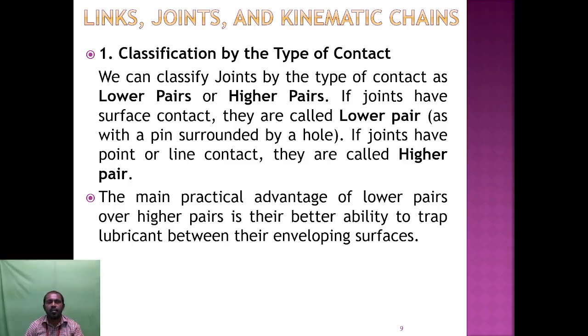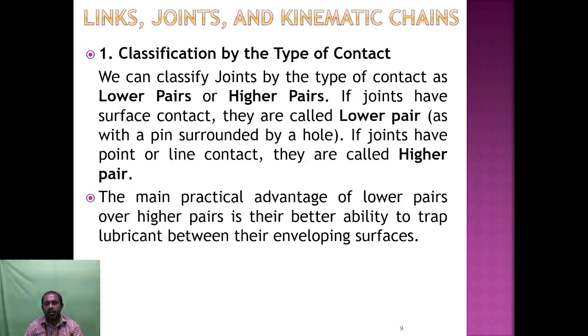And another very important thing is the classification of contact. I already told you three important contacts: one is line contact, one is point contact, and another is surface contact. Here there are two types of contact for classification: one is a lower pair and the other is a higher pair. The lower pair has surface contact, and the higher pair has point or line contact.